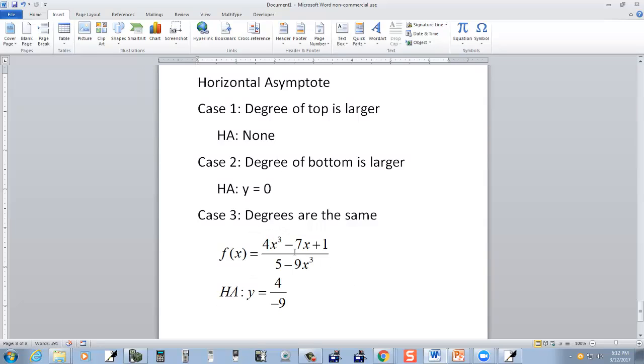Okay, degrees are the same. Degree of the top is 3, degree of the bottom is 3, so the degrees are the same. What you do is you create a fraction, y equals, and you take the coefficient off the leading term. You take a number from in front of x to the largest power, and you create a fraction out of that on top and on the bottom. So I took the 4 off the x to the third, put it here, and I took the negative 9 off the x to the third and put it here. And now it would be our horizontal asymptote.